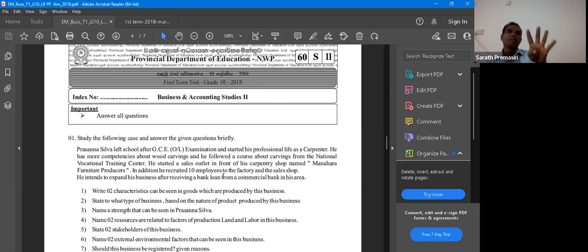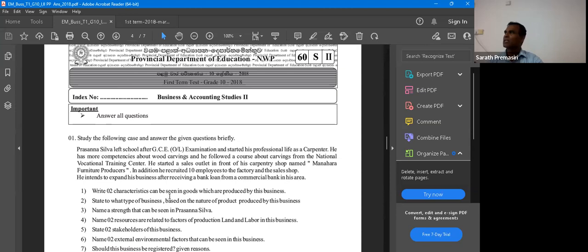Altogether there are 26 commercial banks in Sri Lanka. Out of 26, 6 are local banks and 20 are foreign banks. Out of these 6, 2 are state banks and 4 are private banks. Right. Then we need to identify the questions.